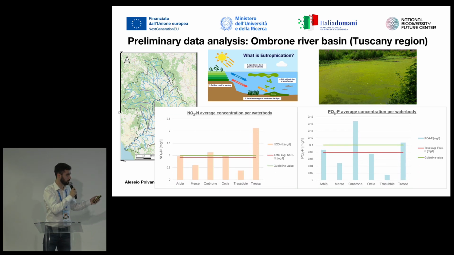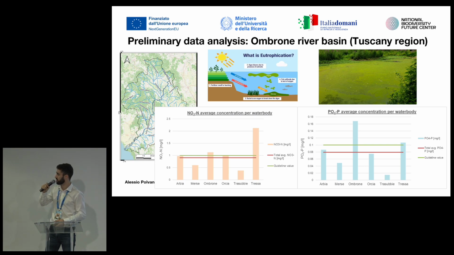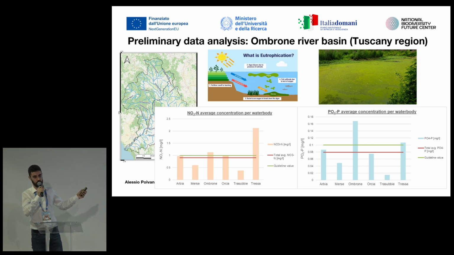Here you can observe a couple of graphs about the average concentration of nitrates and phosphates of the 6 most monitored water bodies, including the main river, the Ombrone. You can observe, for example, that the Tressa stream has a very high nitrate concentration, and this is a significant anthropic impact on this river, because the Tressa stream flows crossing the city of Siena. So it is more subject to an anthropic impact, and so to the release of nitrates and phosphates inside the water body. While, for example, Merce and Trasubia streams are not very urbanized.